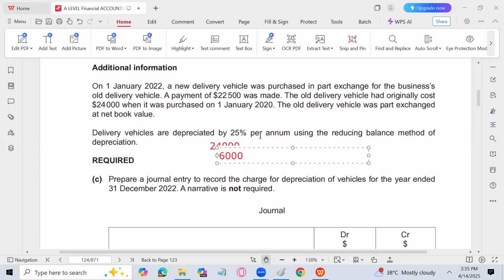It will come to 6,000. Now, because the method is the reducing balance method, you will subtract, so 18,000 into 25%, and that is going to be 4,500, right? So the total depreciation on the asset which has been given in part exchange, or the asset sold, you can say, is 10,500. Now the net book value is 18,000 minus 4,500.